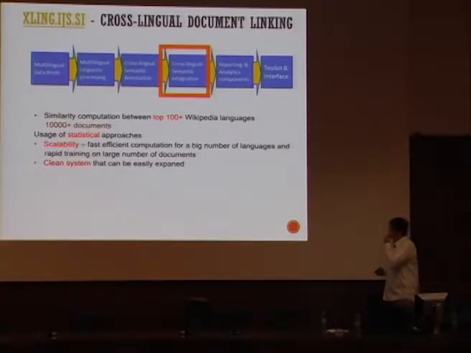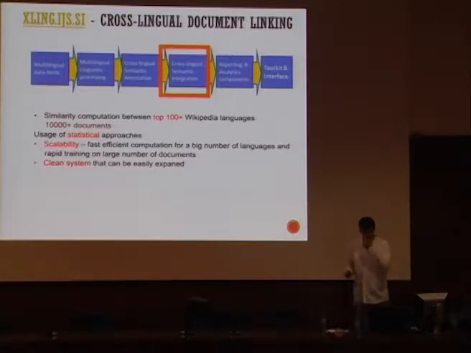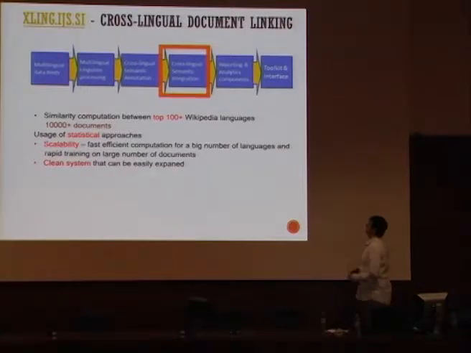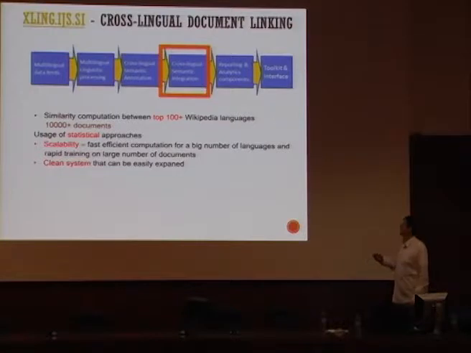What are the main properties of this approach? Of course, it has to be scalable. We want efficient computation for a big number of languages. Adding one language should not add much to the complexity of the model; it should be just linear with the number of languages. And another important thing is rapid training on a large number of documents.